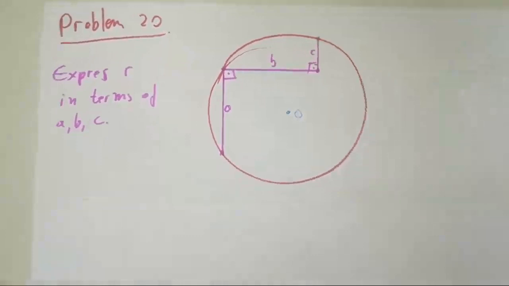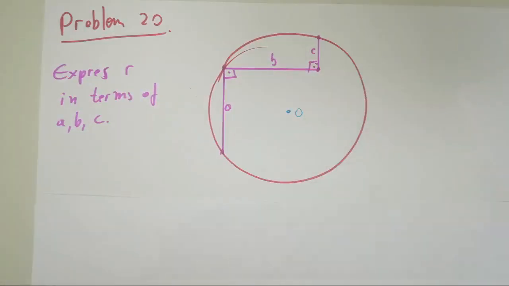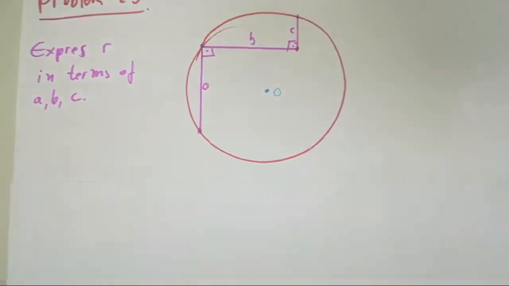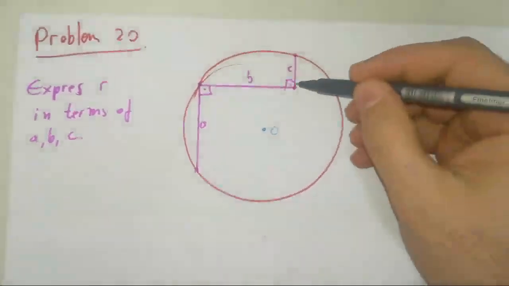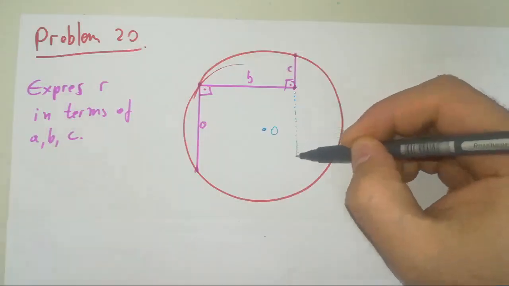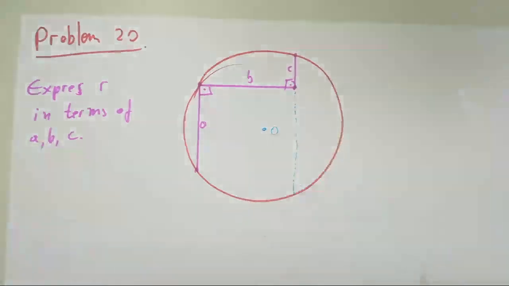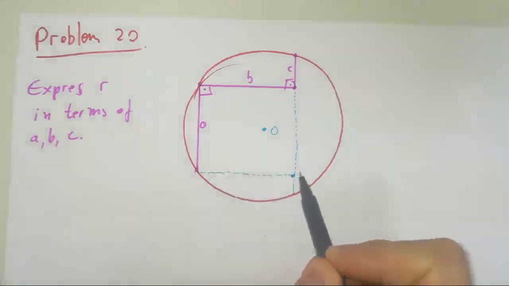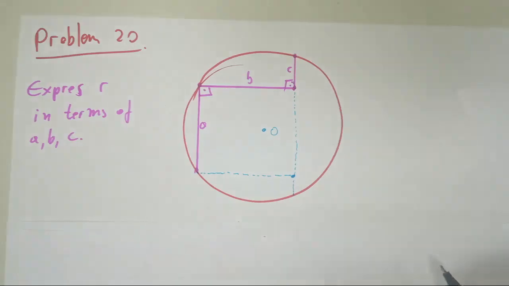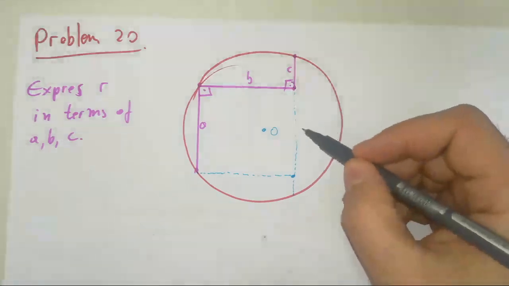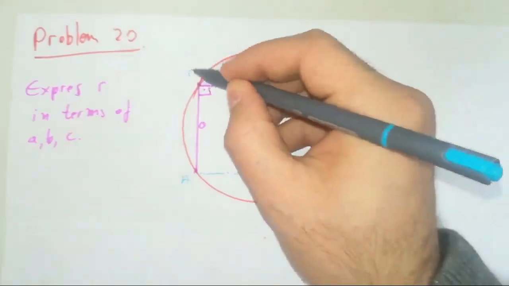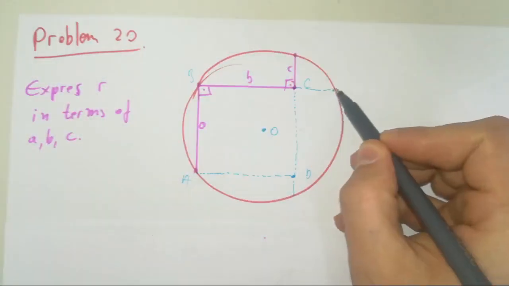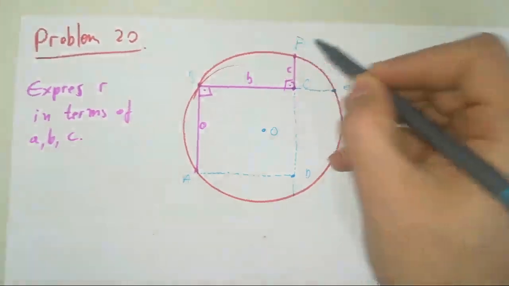All right, let's continue. This problem is interesting to solve. Let's extend this line here. All right, then we can take another perpendicular line here also. Then what do we have? The length of this line here, let's denote A, B, C, D, those points. And let's extend this one here, E, F.